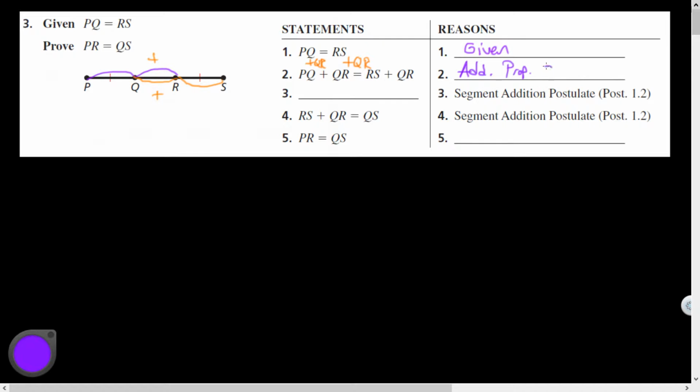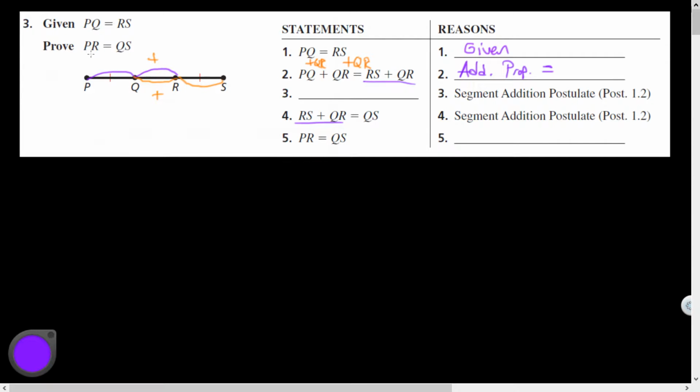I'm all about the abbreviations. Accurate, to the point, also efficient. Let's see. Statement 3, they said they're going to use segment addition postulate. I noticed statement 4 uses the same thing and made a claim regarding RS plus QR is equal to QS. So I have a feeling they're going to make a similar claim, maybe about this side here, and then move something transitive.